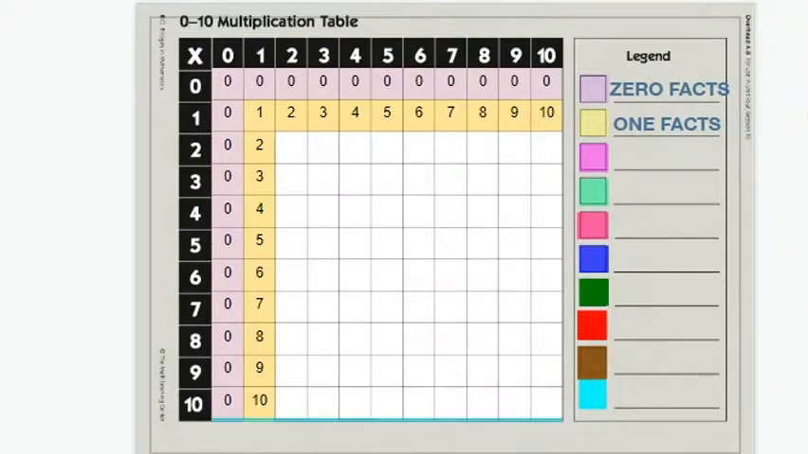And when you multiply times 1, remember your product is going to be the same as the other factor. So 1 times 1 is going to be 1. 1 times 2 is going to be 2. 1 times 3 is going to be 3. 1 times 4 is going to be 4. You're counting by ones, you're basically counting.